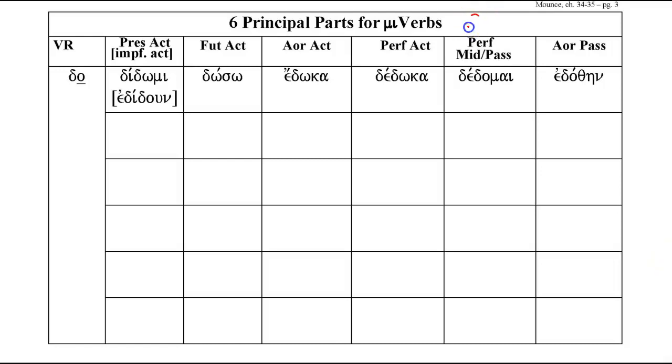This is the six principal parts for δίδωμι, I'm giving. And what I want to do is assure you that once you know the particular rules surrounding the present active stem and the imperfect active stem, and the special endings that are used for the present active indicative, then the rest of the paradigm is something that you can simply do on your own.